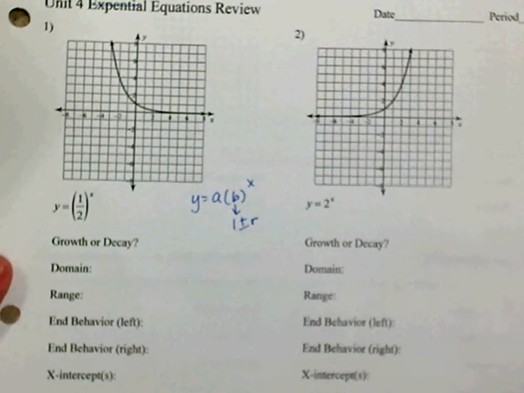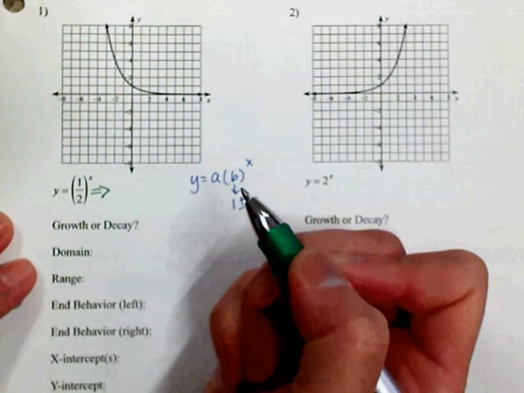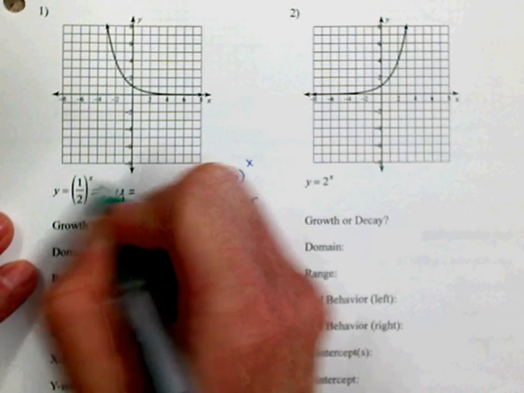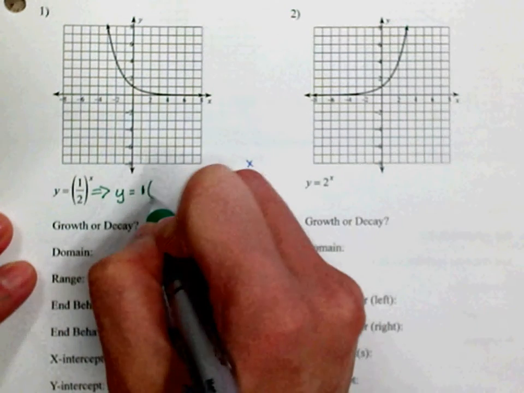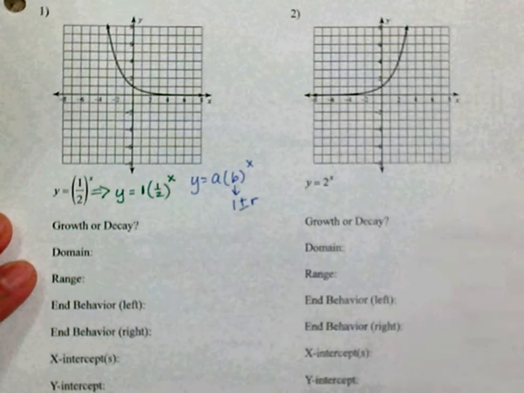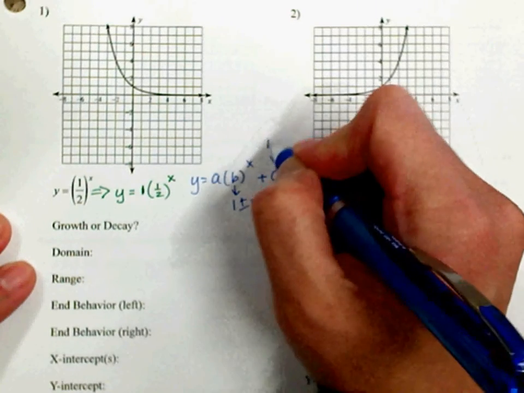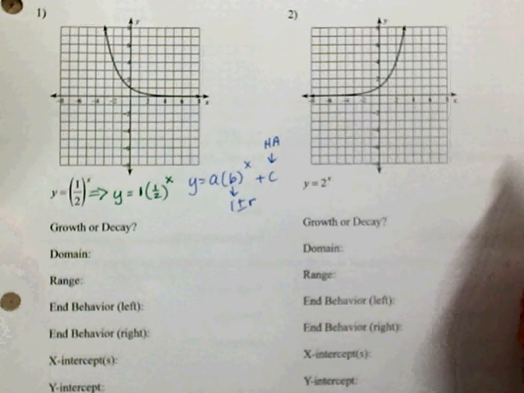So let me rewrite this equation so you guys can see this one written a little bit better. So you have y equals, there's an understood 1 right there. Do you see that? Raised to the x. And if there's a c right here, this c is your horizontal asymptote, okay?